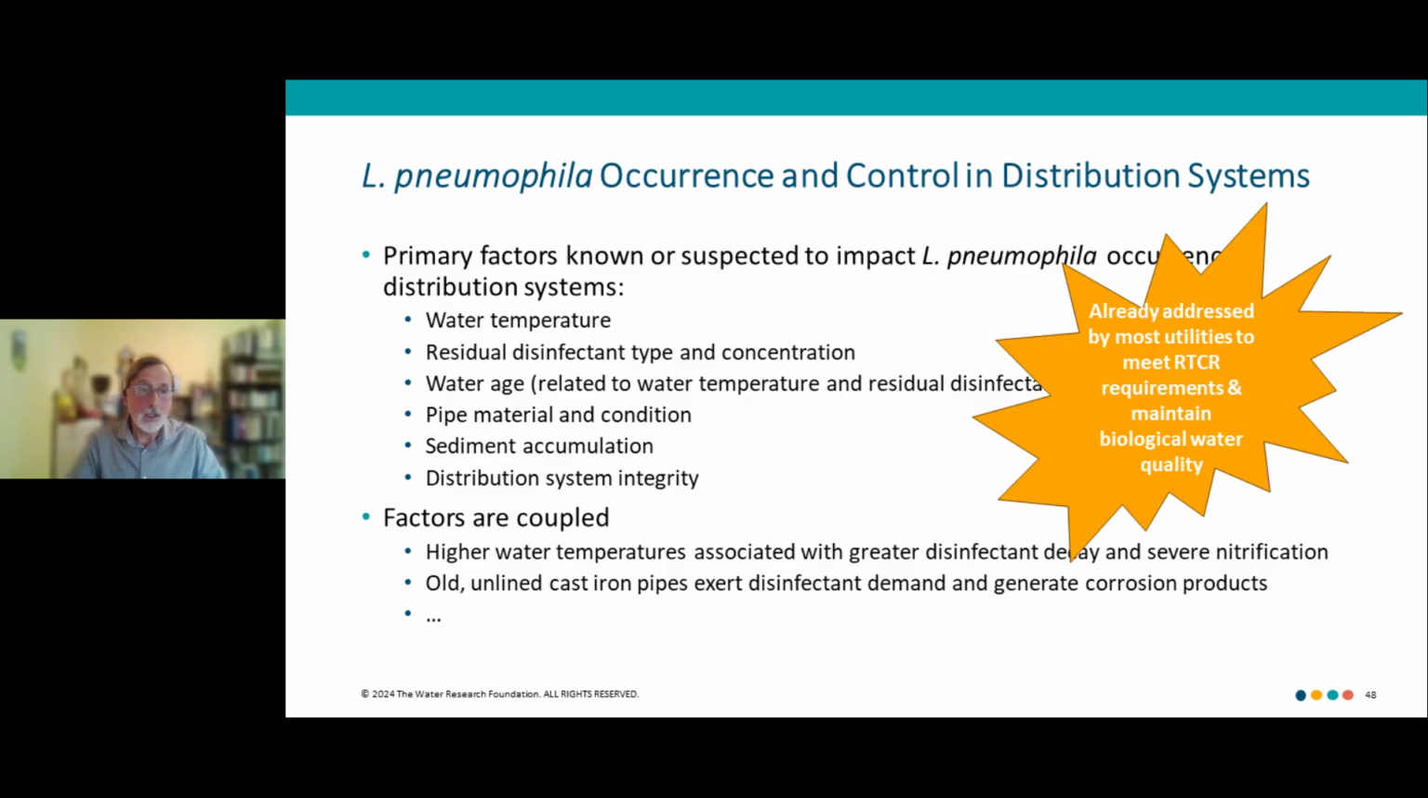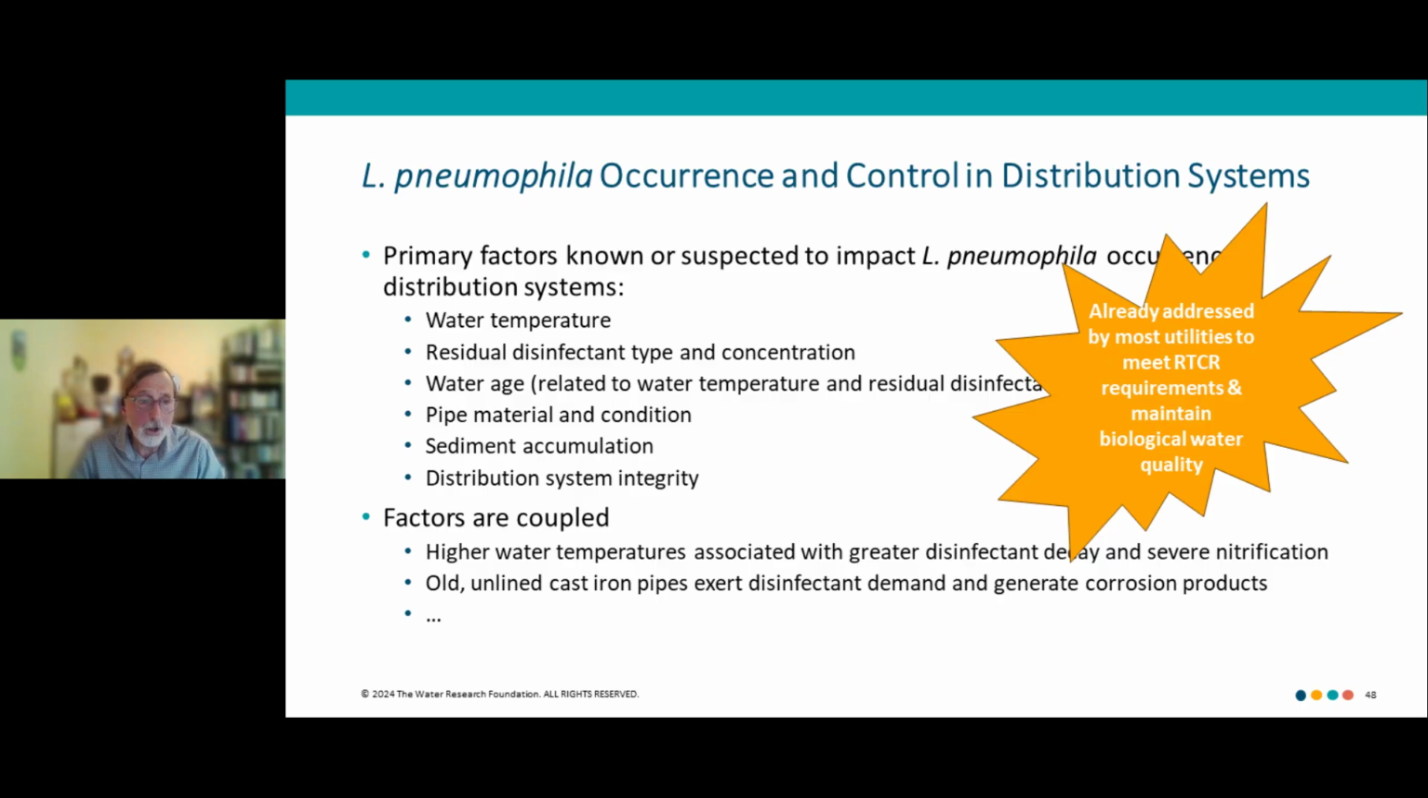Let's talk about Legionella pneumophila occurrence and control in distribution systems. The primary factors that we focused on in this study that are related to Legionella pneumophila occurrence in distribution systems are water temperature and residual disinfectant type and concentration, and then other things that we've already talked about or that we weren't able to measure: water age, pipe material and condition, sediment accumulation, distribution system integrity, etc.